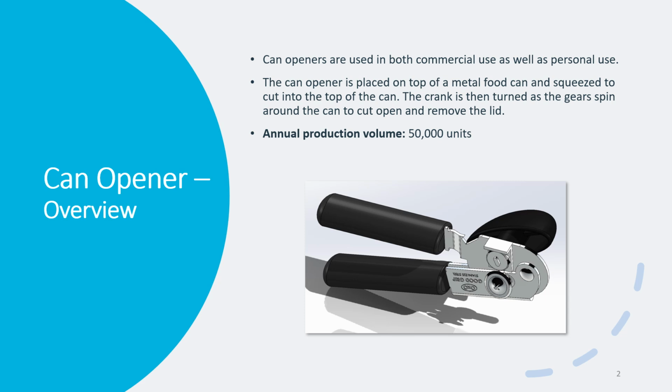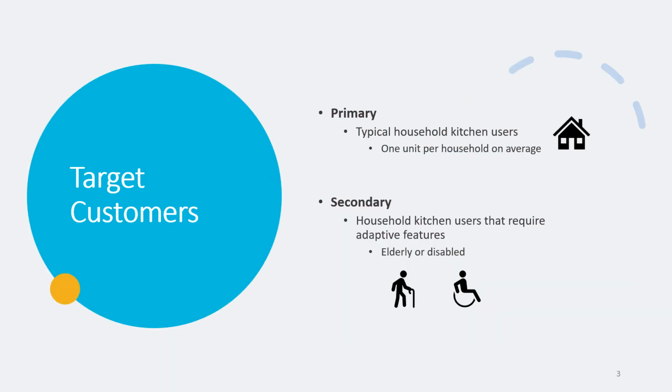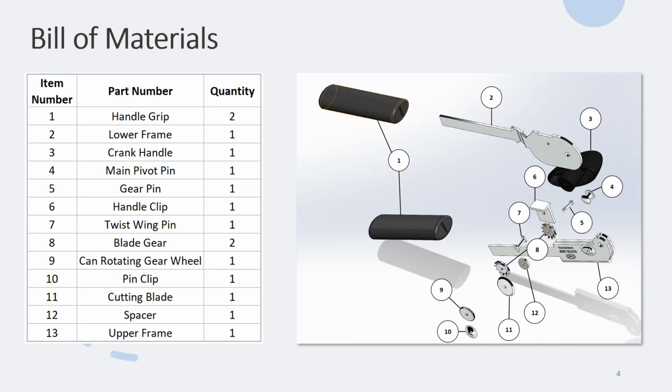The annual production volume is estimated at 50,000 units. The primary customer for this product would be any typical household kitchen users. The average household would own one can opener. The secondary customer would be any household kitchen user that may require a can opener with adaptive features. This customer may be elderly or disabled and may not possess adequate hand strength to use a standard manual can opener. This is our bill of materials with the exploded view of the can opener CAD.